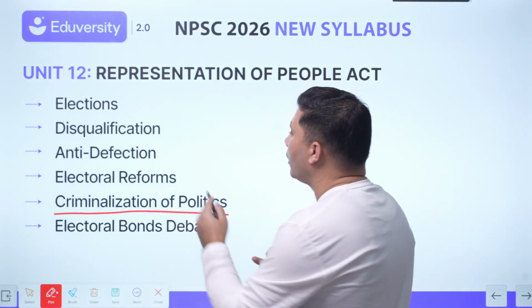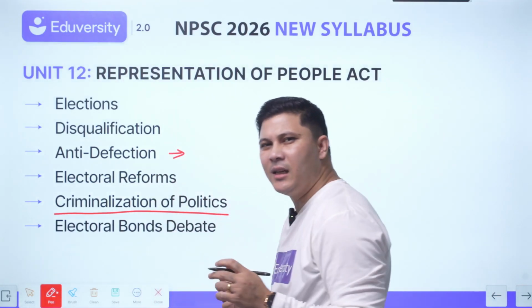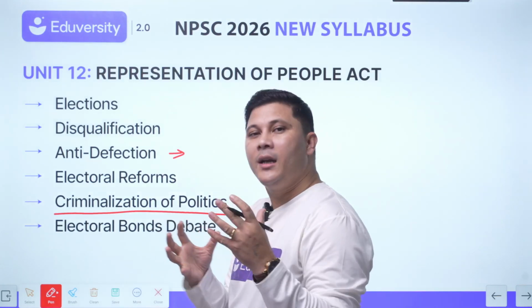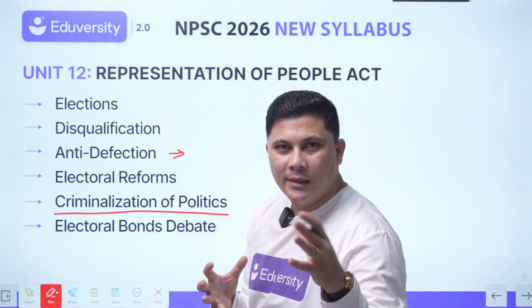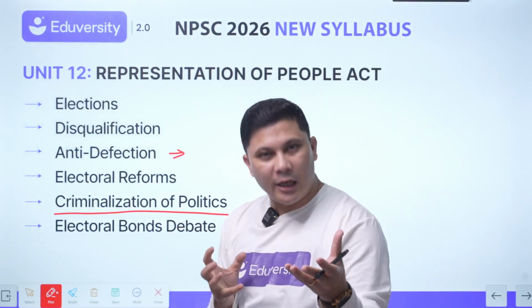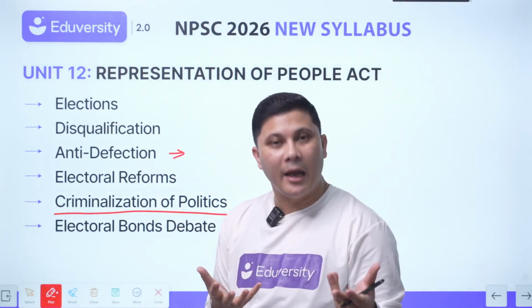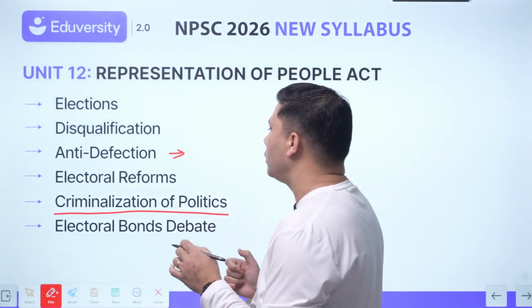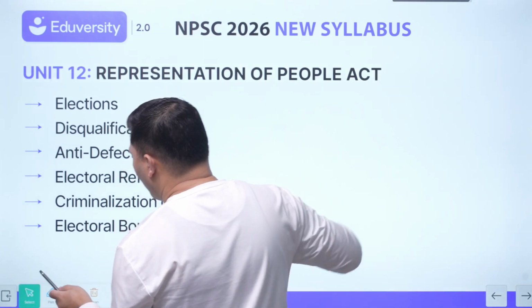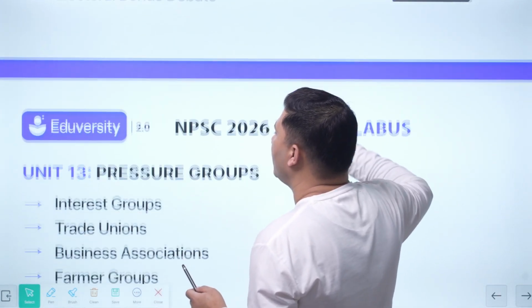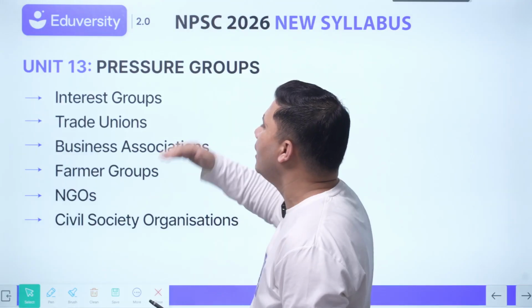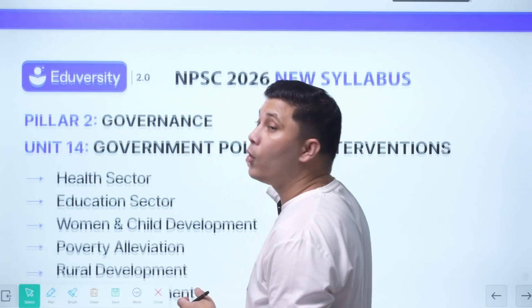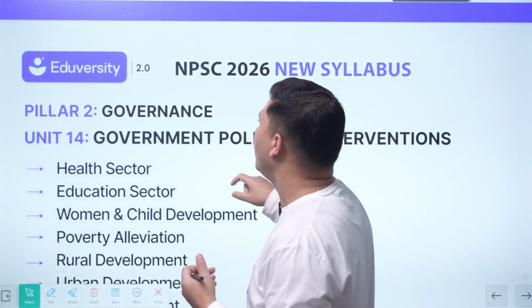And not only these, about anti-defection: is it working in the spirit of the Constitution? Is anti-defection a democratic element, to suspend an MP? That is how you will have to understand it now. Going forward, Unit 13 is pressure groups: you have to understand business associations, farmer groups, NGOs, civil societies, and their role in nation building.